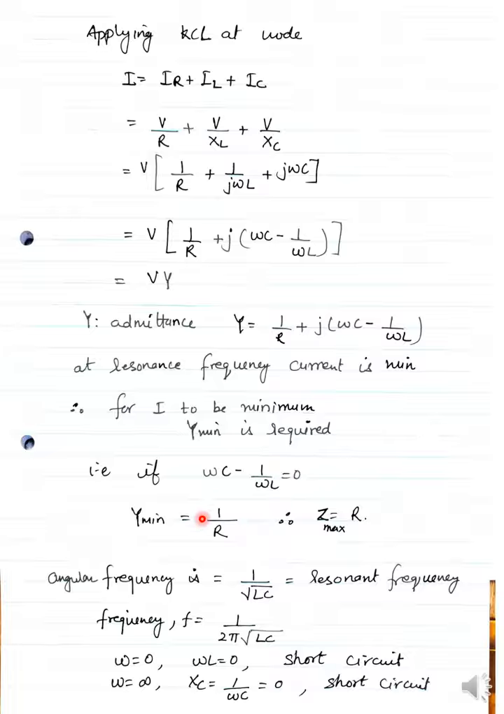There the impedance, therefore the maximum impedance is equals to R, and then angular frequency using this will be equals to 1 divided by root LC, is resonant frequency. The frequency, you know, this will be 1 divided by 2 pi root LC. Omega equals to 0, at omega L equals to 0, short circuit. Omega equals to infinite, XC equals to 1 divided by omega C is equals to short circuit at infinite.